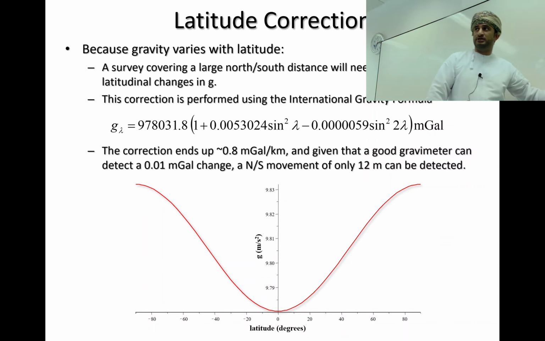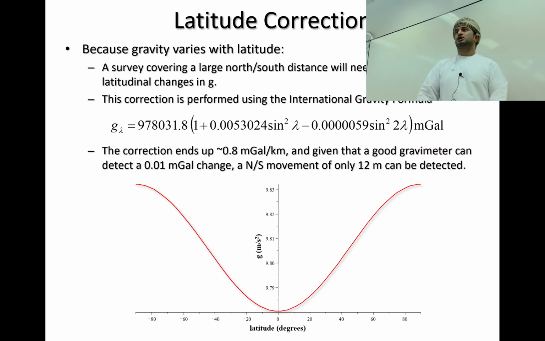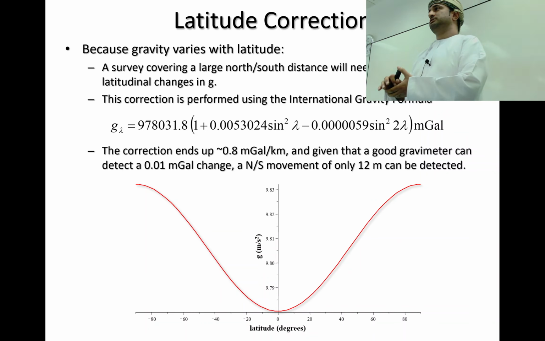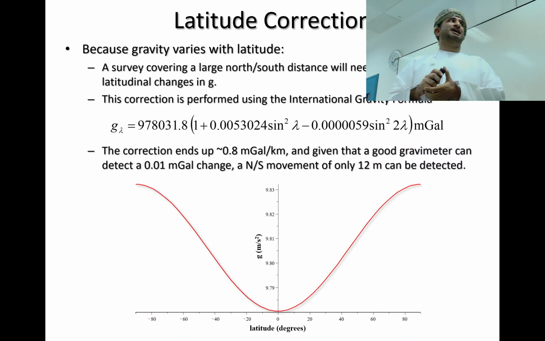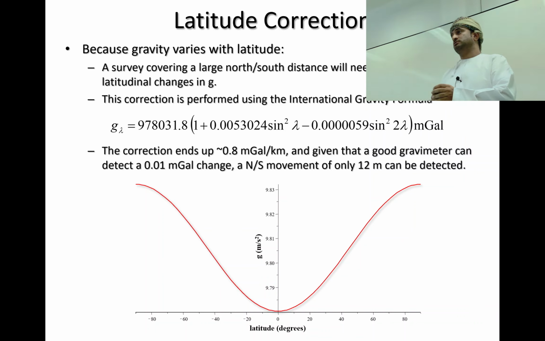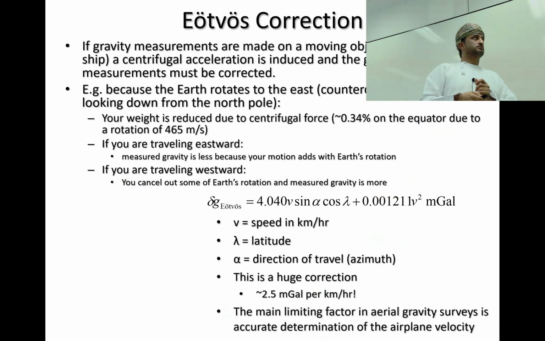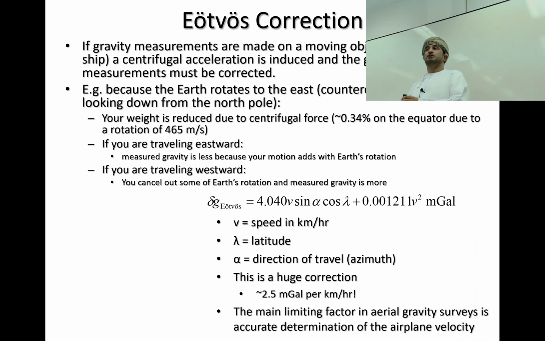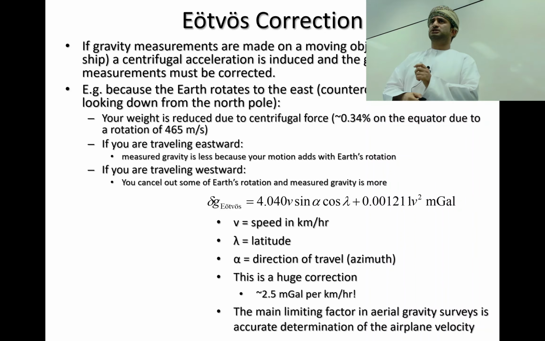If I'm moving down, what do I need? Below the equator, I need to subtract it. If I'm moving from the poles to the equator, then I need to add it. That's how it works. It depends on where you are moving: are you moving up or down from your base station? So that was what we call the latitude correction, a simple, easy correction.